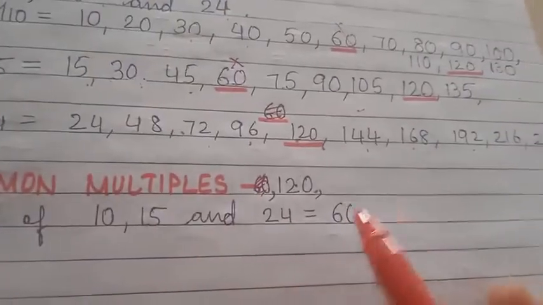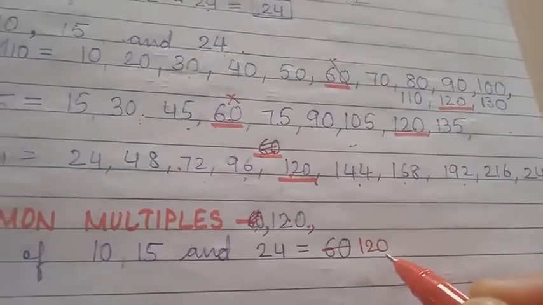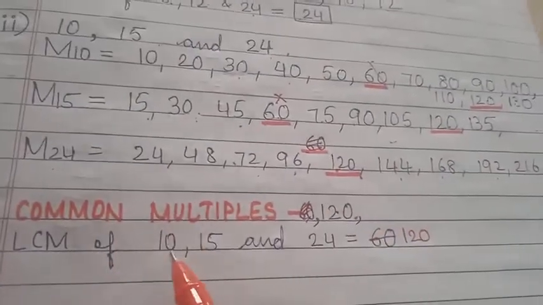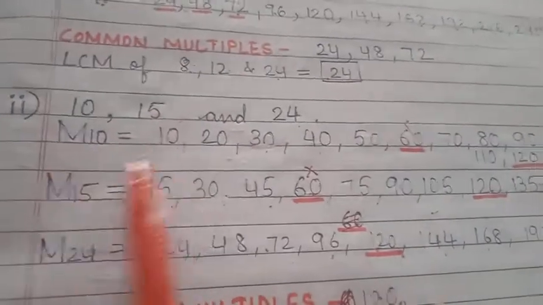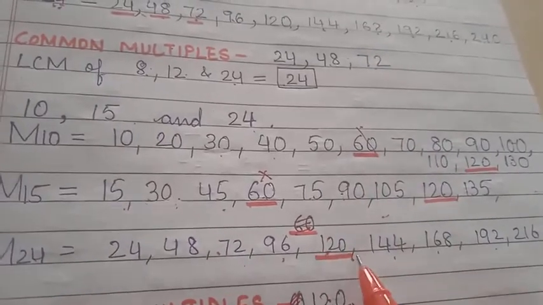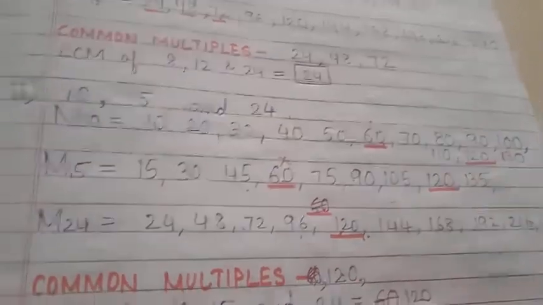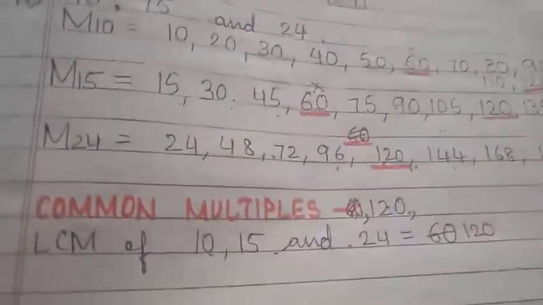So we say that 120 is the LCM of 10, 15 and 24. Okay, 60 has been cancelled. Cancel means 60 is there in only M of 10 and M of 15. It is not there in M of 24. It is not considered to be common. Okay, common is 120 only. So 120 is the LCM of 10, 15 and 24.